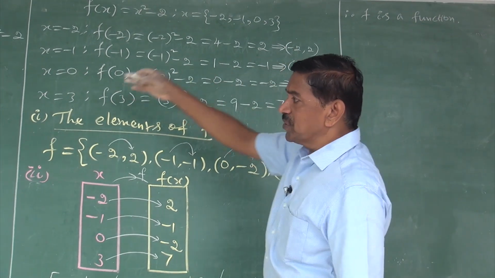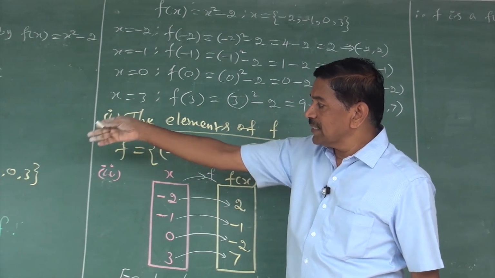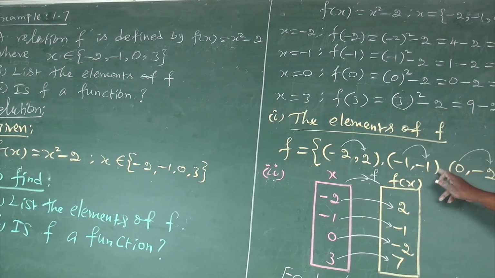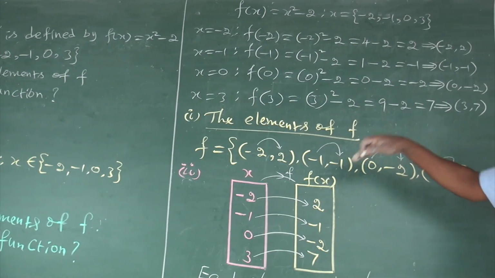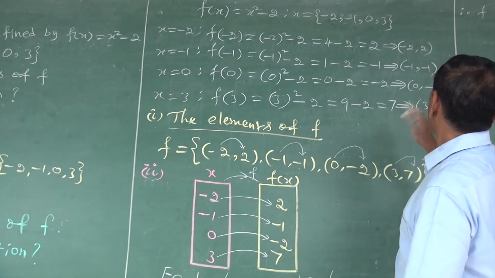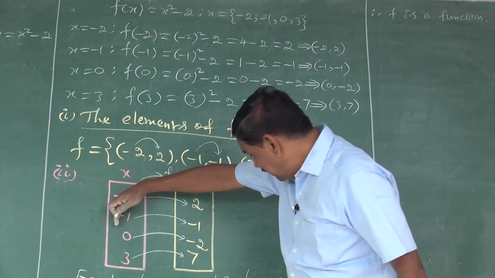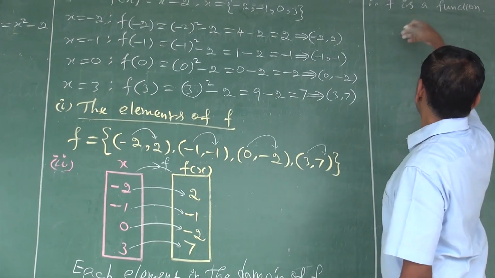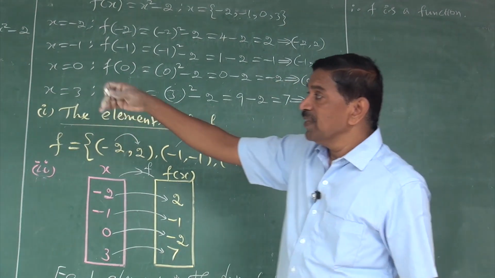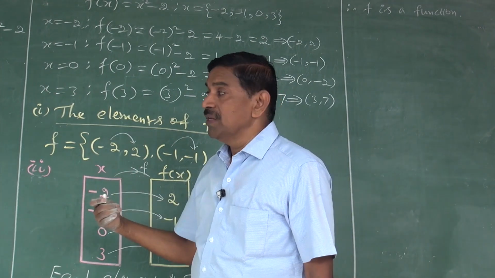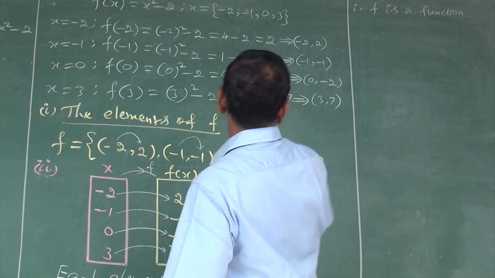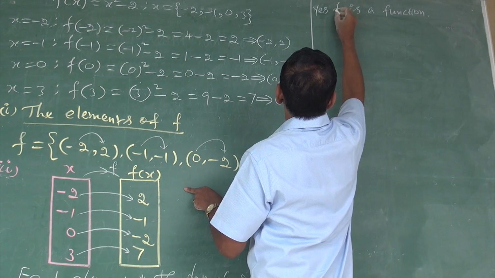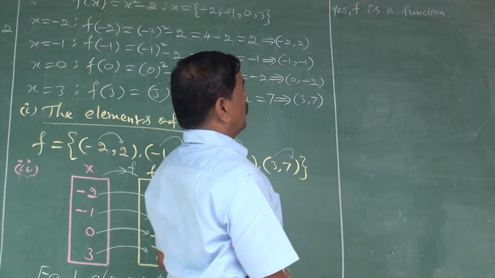There are two questions. First, list the elements of f. The elements of f are minus 2 comma 2, minus 1 comma 1, 0 comma minus 2, 3 comma 7. The second part: f is a function, yes, because each element in the domain of f has a unique image in f of x. They asked whether f is a function, which is a yes or no type question, so the answer is yes, f is a function. Hence the answer.